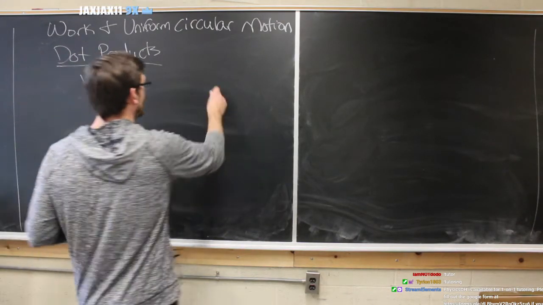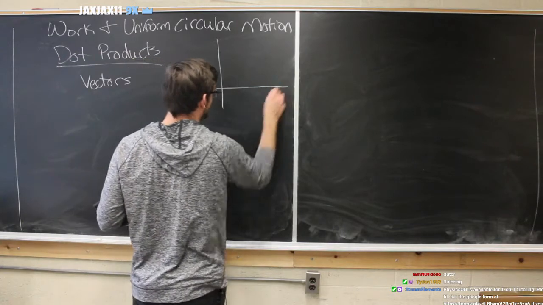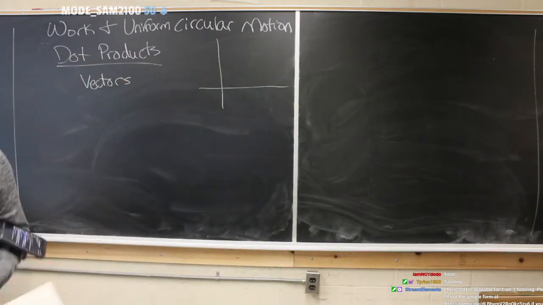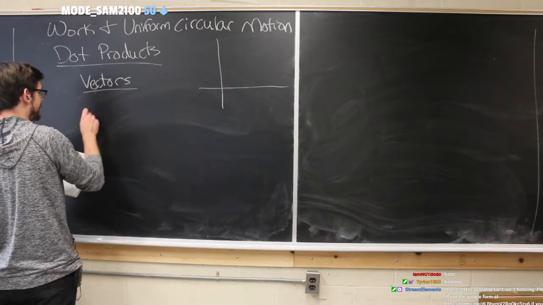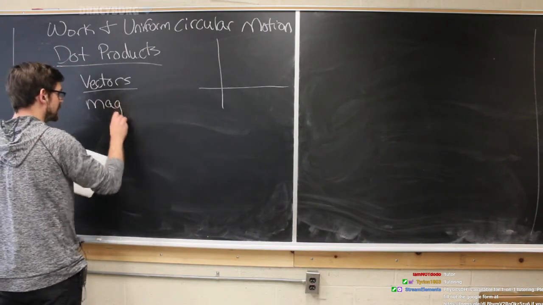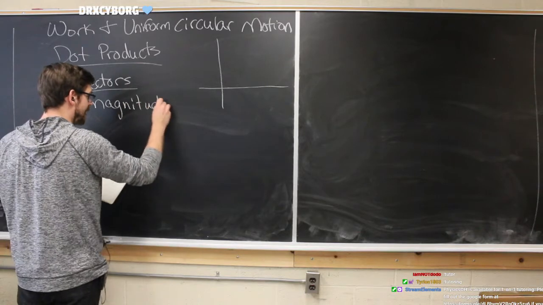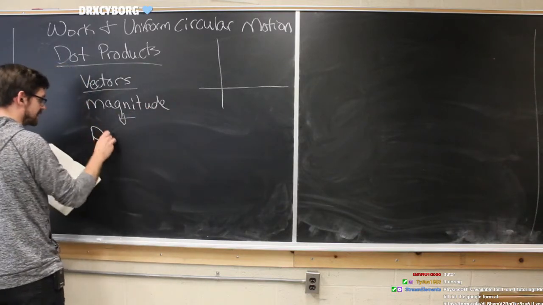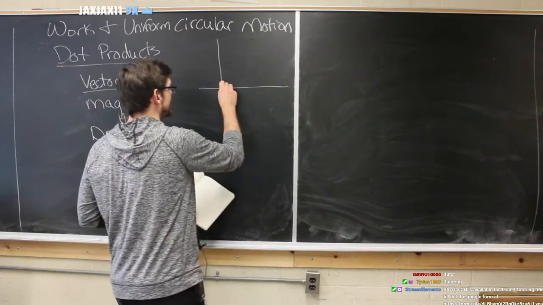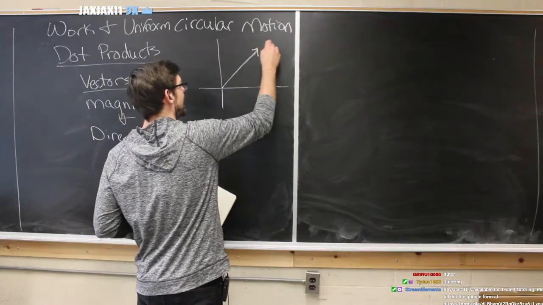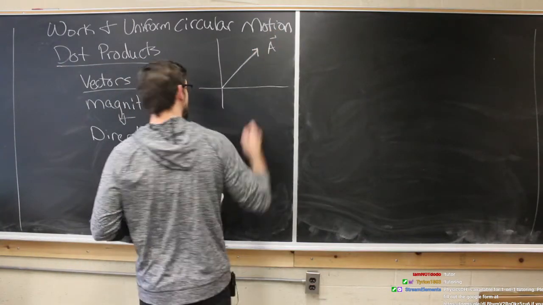Vectors are usually, well, let's start with vectors on a Cartesian coordinate plane, right? Vectors have two things. They have magnitude and direction. So let's say we wanted to have a vector A that looked like this.